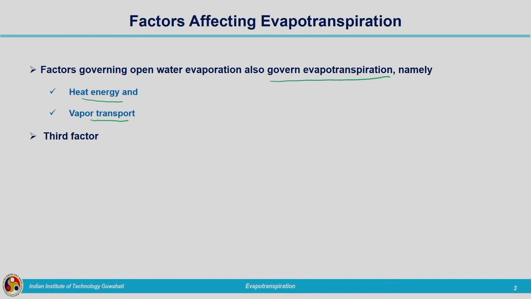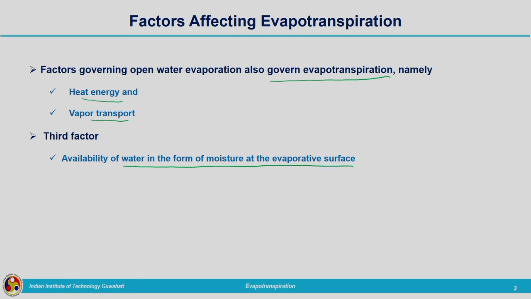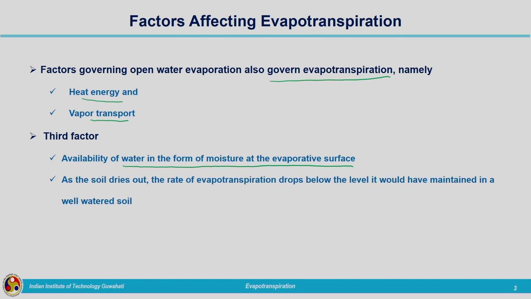Now, the third factor which needs to be incorporated in the case of evapotranspiration is the availability of water in the form of moisture at the evaporative surface. So, there should be some amount of moisture or water present in the evaporative surface. That is also responsible for the process termed as evapotranspiration. As the soil dries out, the rate of evapotranspiration drops below the level it would have maintained in a well-watered surface. If the amount of moisture is very less or the soil is dry, then the rate of evapotranspiration will be very low compared to a well-watered vegetated surface.